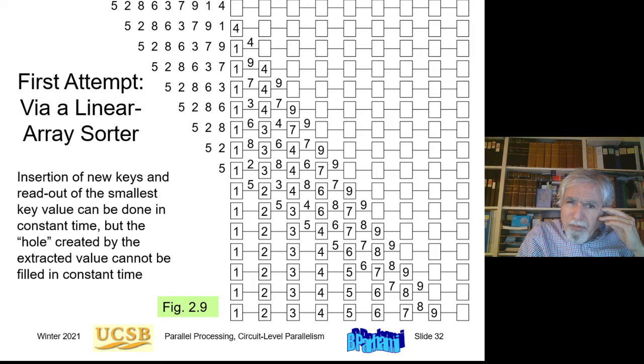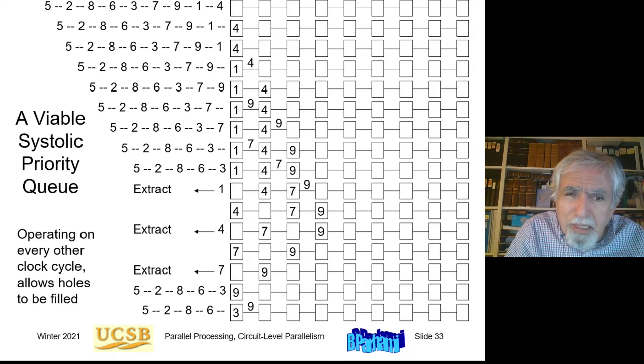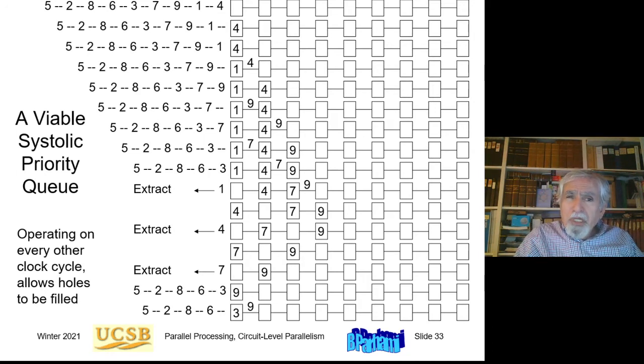So if I extract at this point, let's say this row, I can extract 1, but then the next smallest number is here, and the next smallest after that is over here. They can be arbitrarily deep in this structure, so I can't get access to them in constant time. So what's the cure for this problem?